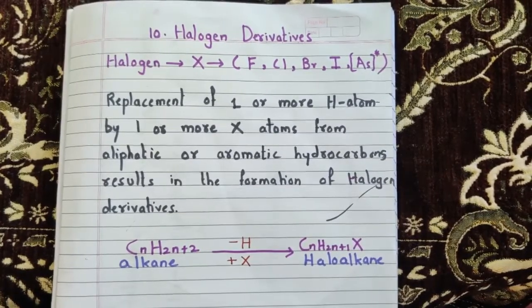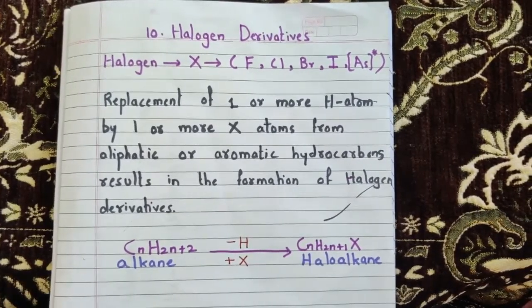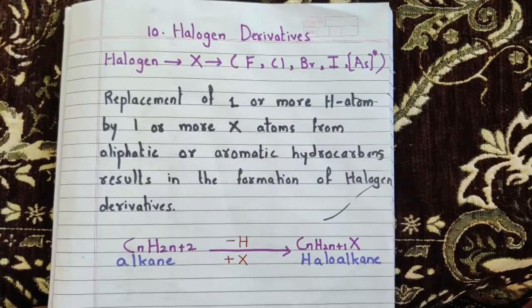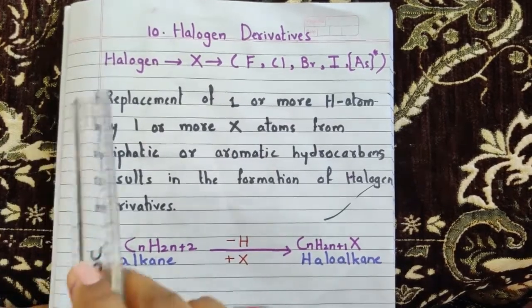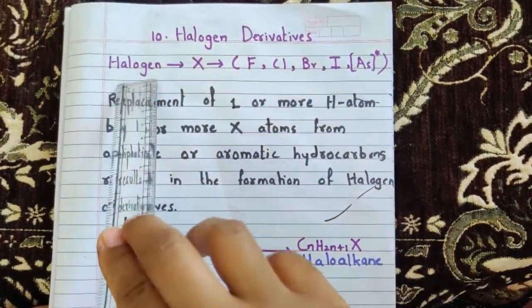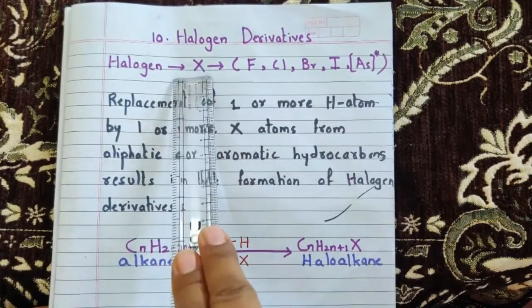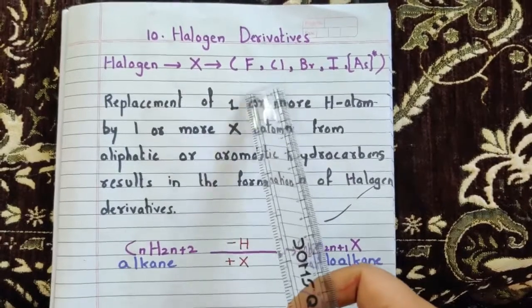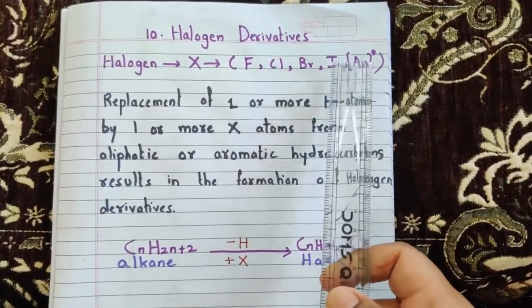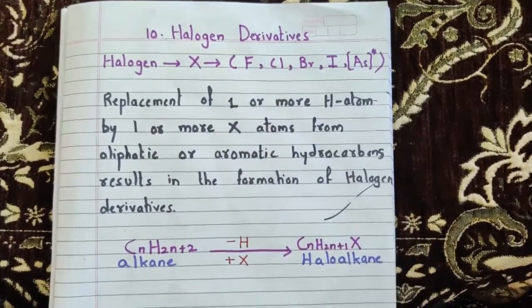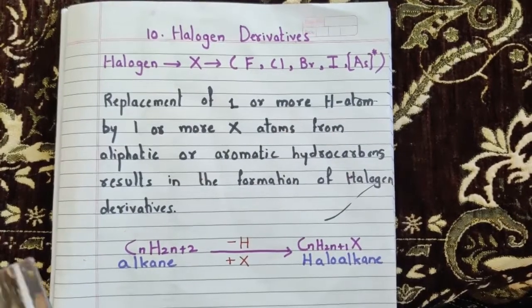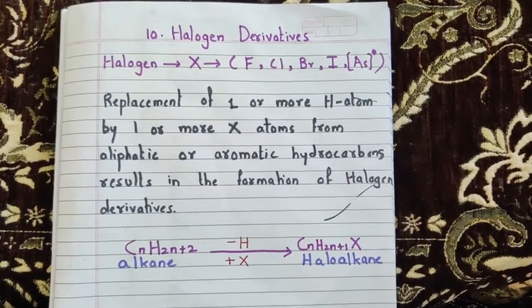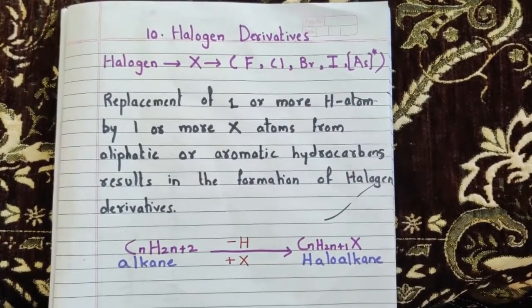The chapter which we will discuss today is your 10th chapter, halogen derivatives. Now what are halogens? We all know it. Halogens are denoted by symbol X. It includes group 17 elements which are fluorine, chlorine, bromine, iodine and astatine. As astatine is a radioactive element, we will not discuss the reactions of astatine in this chapter.